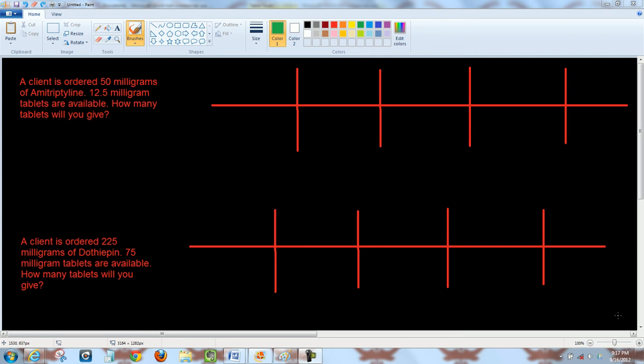Okay, here we are on day 2 of medical math. We have a couple of problems for examples, and then we're going to do a worksheet. These problems are not any more difficult than the ones we did before. We need to get the process down so that we can move on to more complex problems.